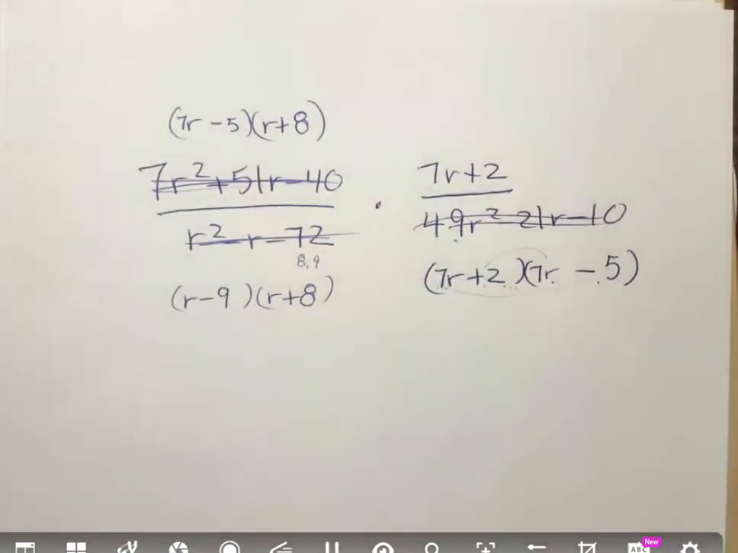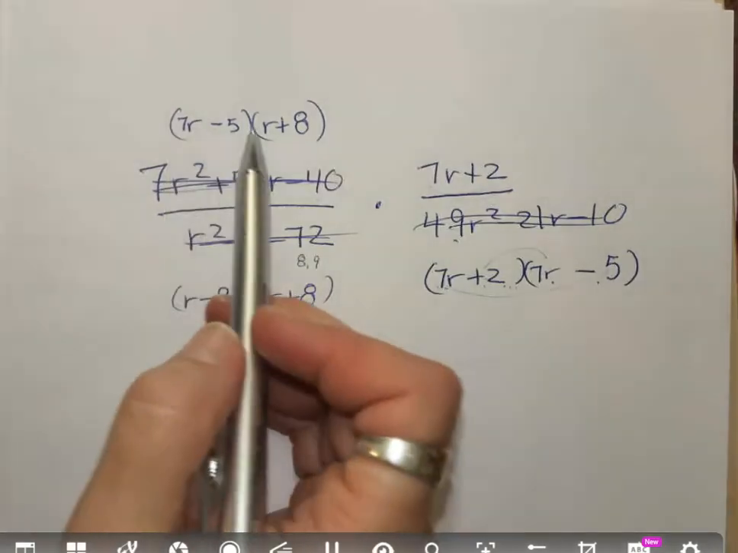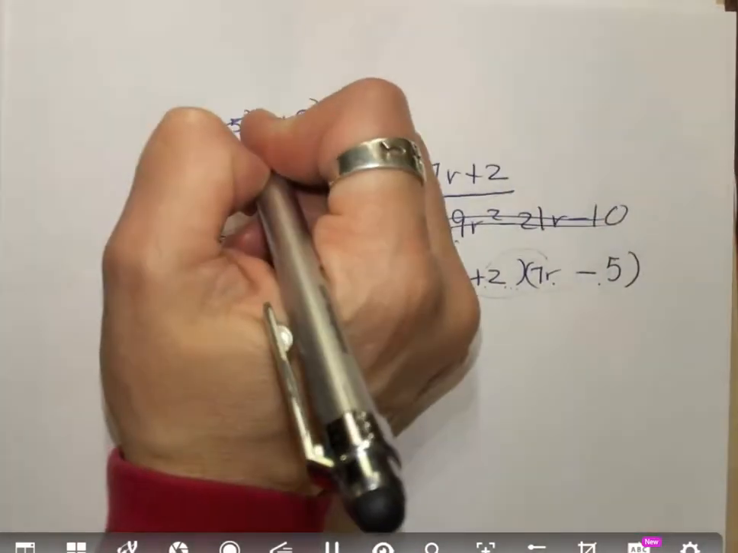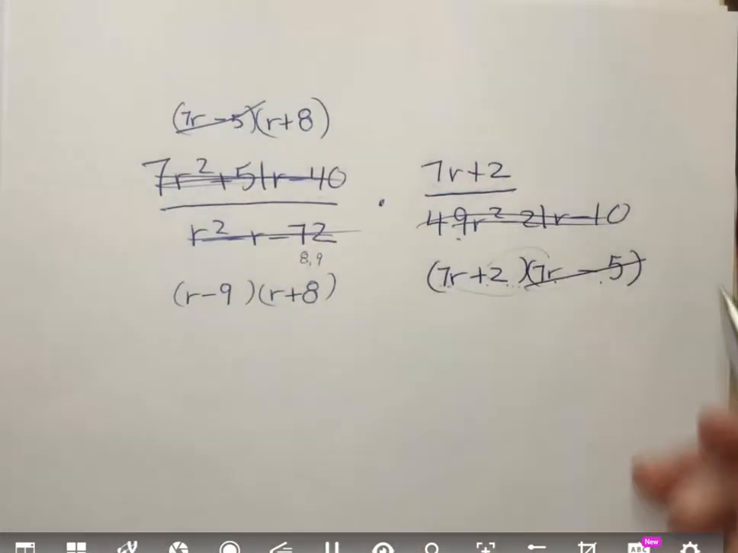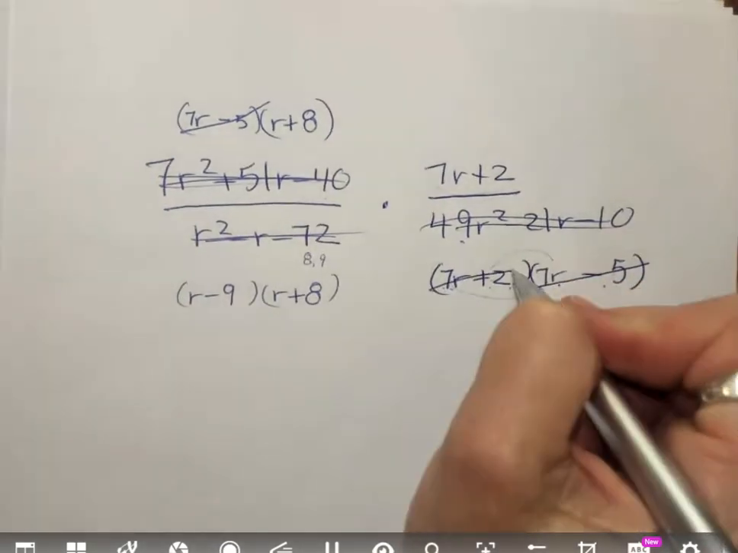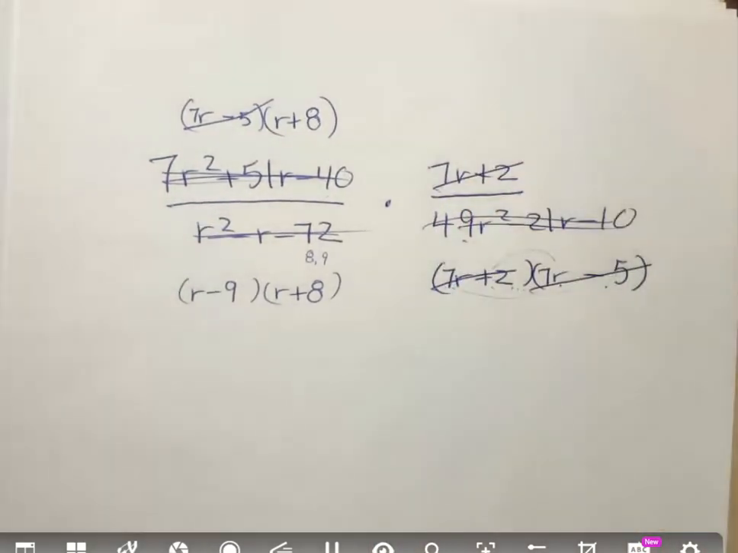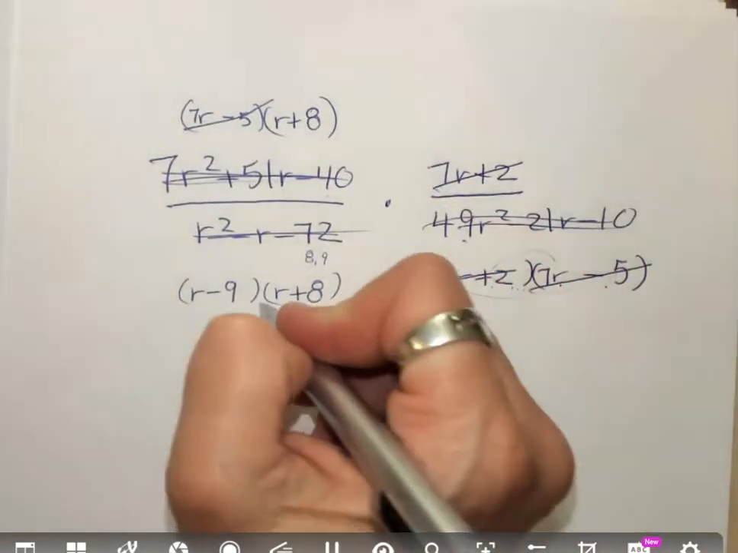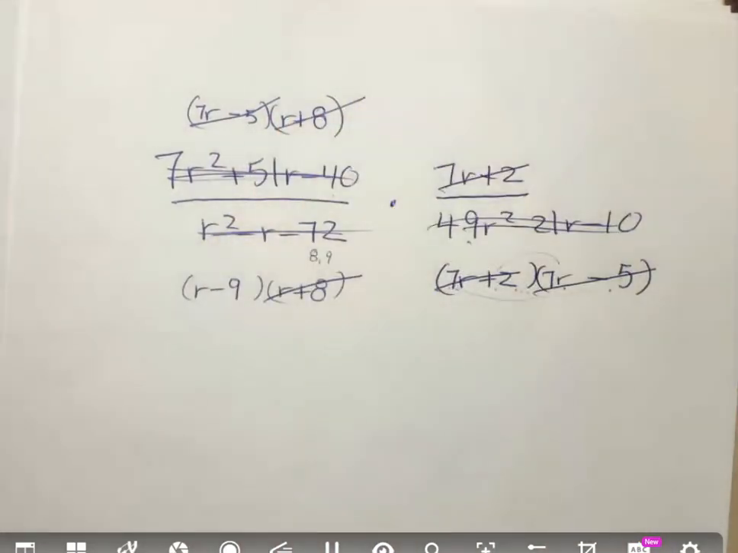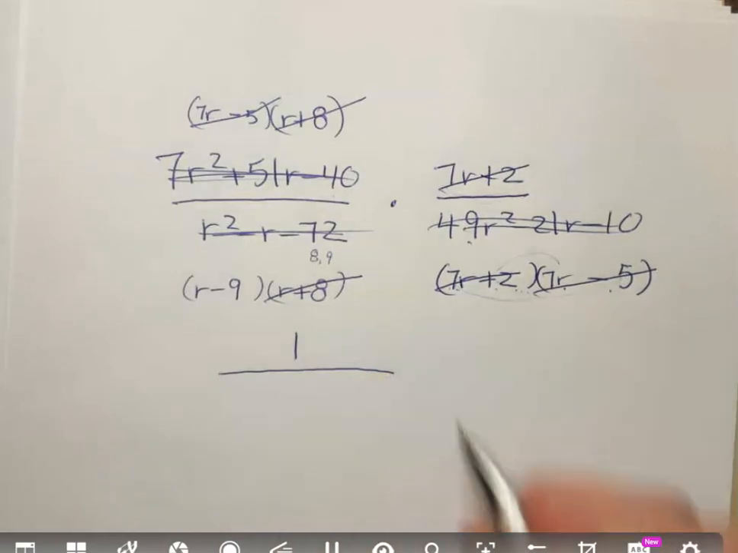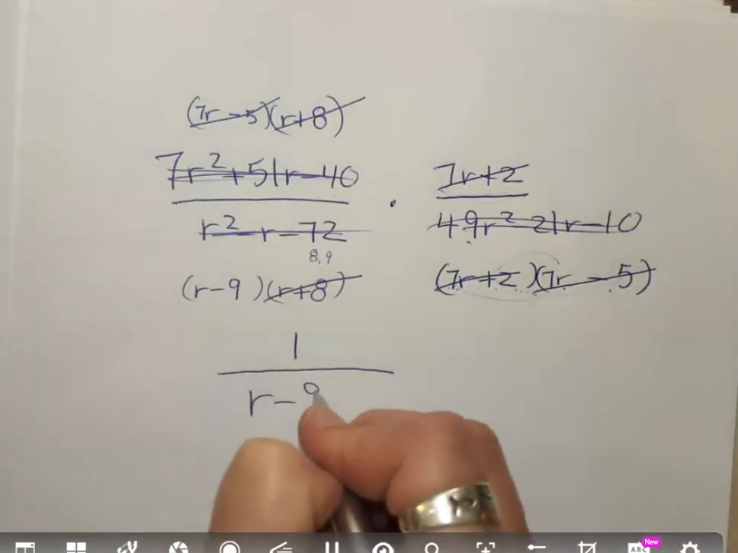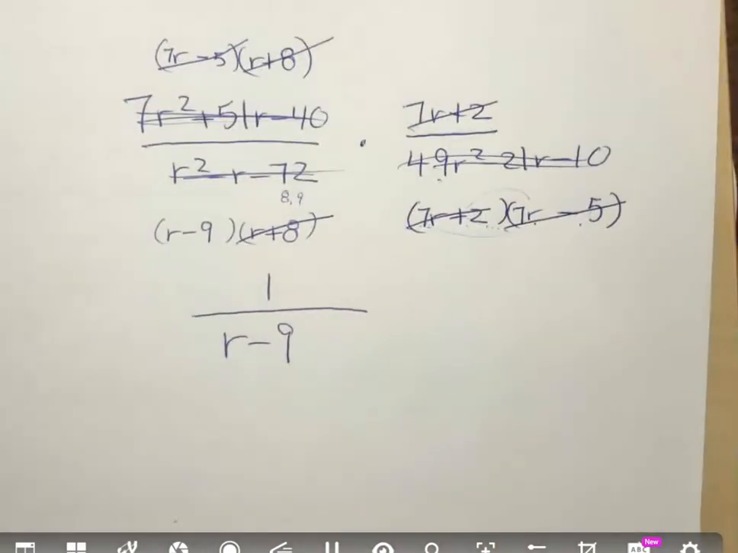So now we can start canceling because I have a product. So 7r minus 5, 7r minus 5. Oh, look at that. That's pretty. 7r plus 2, 7r plus 2. And I have an r plus 8 and an r plus 8. So it looks like everything canceled in the numerator. So I have 1 over, and then I have an r minus 9. Now, that was quite pretty, and a lot of these will come out very pretty, just the way the problems are written.